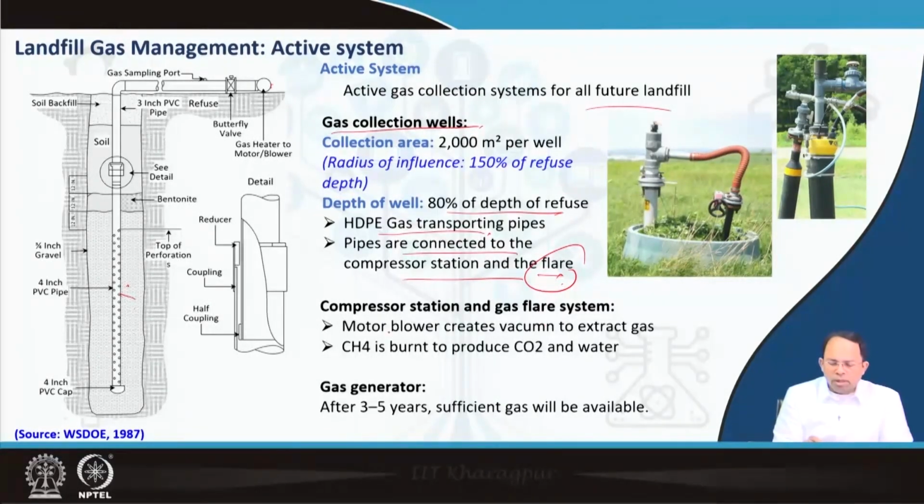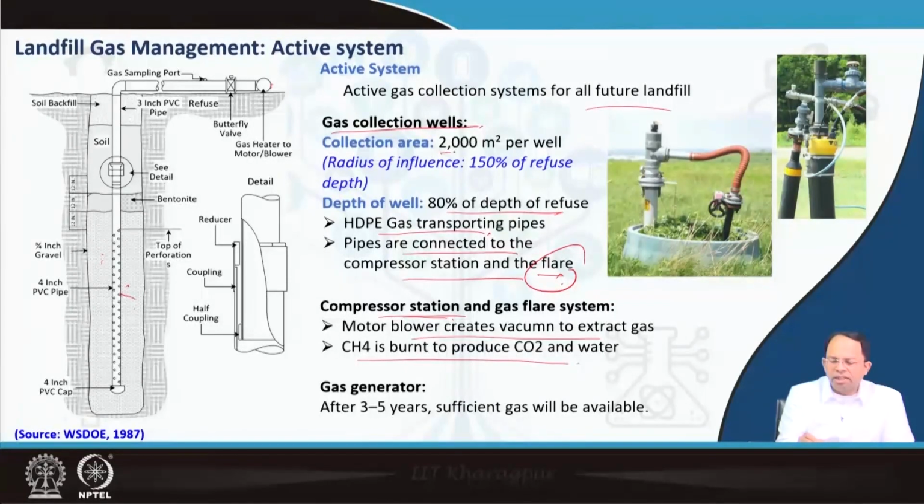So the motor in the compressor station, and the gas flare system that is installed, the motor blower creates a vacuum to extract the gas, and CH4 is burned to produce CO2 and water. So as you can see, this is more or less the design of the system. So we have this gravel layer. It's a hole in the ground.